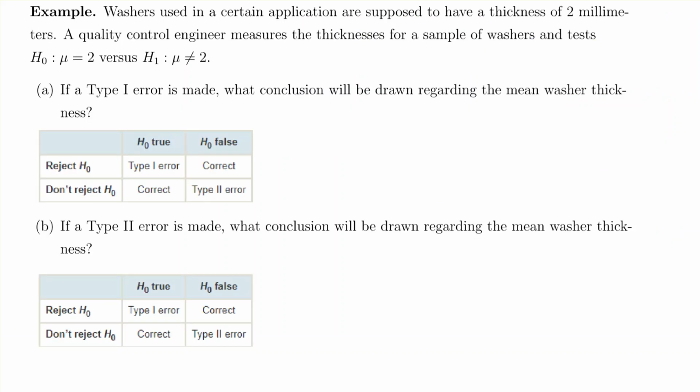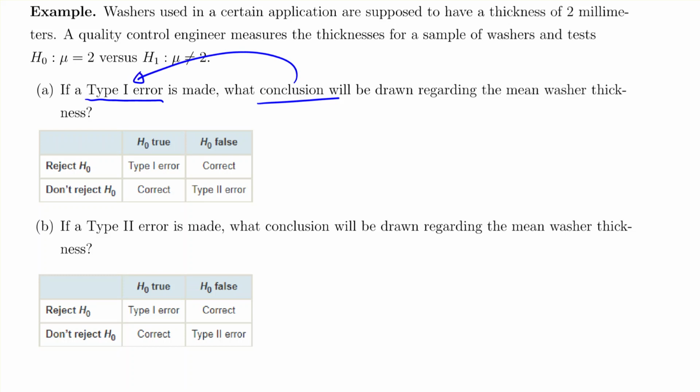Now here in our next example, we're told washers are used in a certain application, and for this application they're supposed to have a thickness of 2 millimeters. A quality control engineer measures the thickness for a sample of washers and tests that our null hypothesis is that the mean thickness is 2 versus the alternate that it differs from 2. If after doing the test we end up making a type 1 error, they're asking us what conclusion will be drawn. So what conclusion would result in a type 1 error?